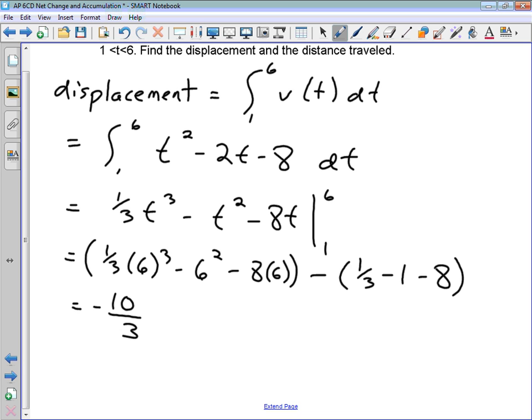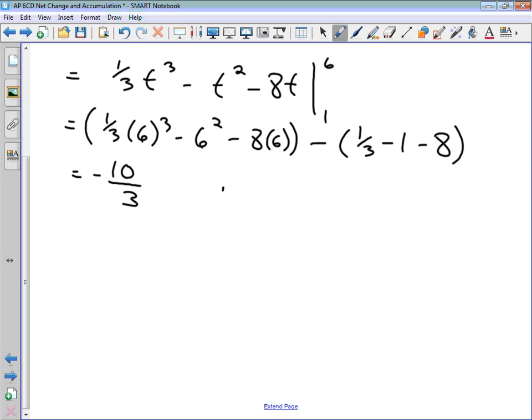So our net displacement here is negative. What does that mean, that the net displacement is negative? Is that even possible? Or have I done something wrong here? What do you think, Daphne? Yeah, it ends up to the left of where it started.